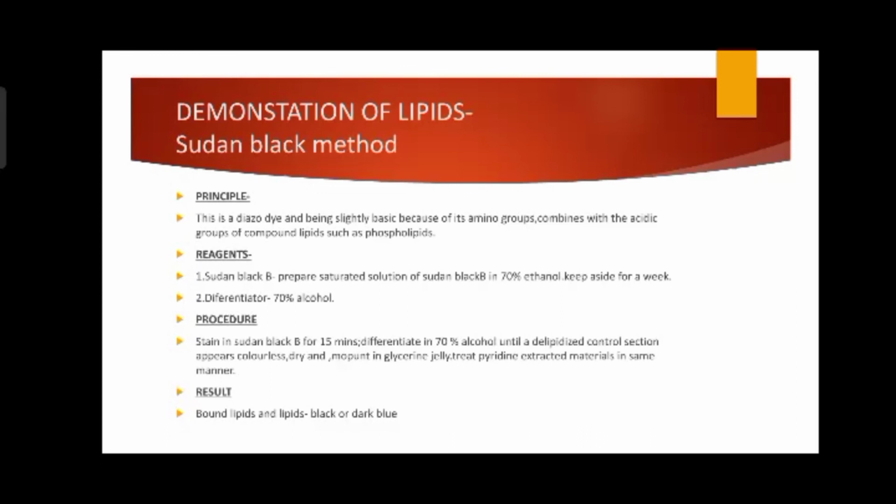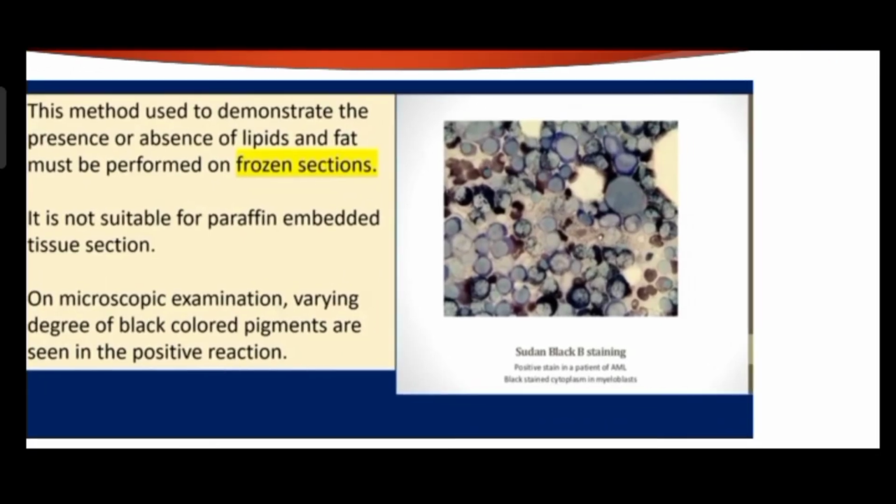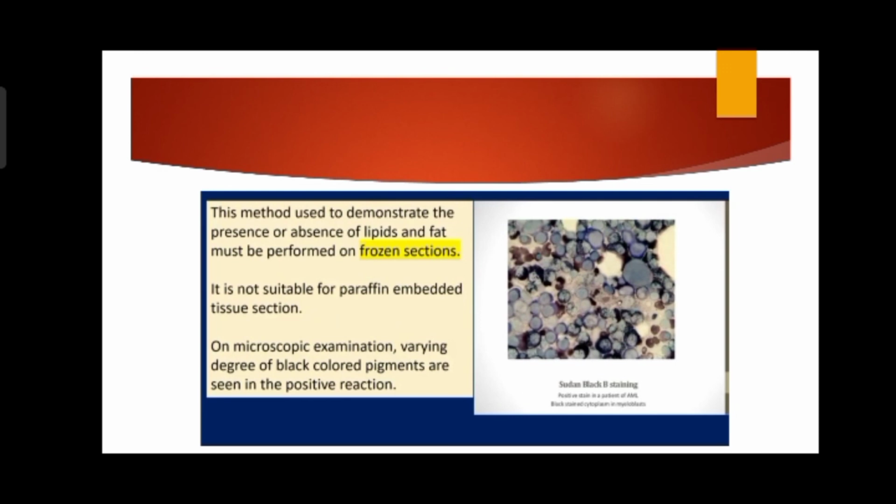So you can see a black or dark blue colored stained tissue showing the presence of lipids. On microscopic examination, varying degrees of black colored pigments are seen in the positive reaction. So the Sudan black B method is used to demonstrate the presence or absence of lipids and fats. So these are all the different techniques for the demonstration of proteins, carbohydrates and lipids. Thank you.